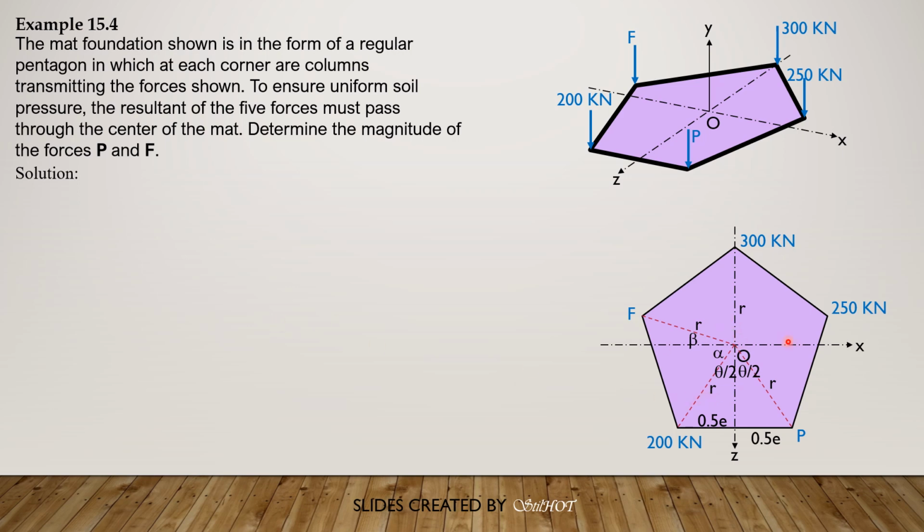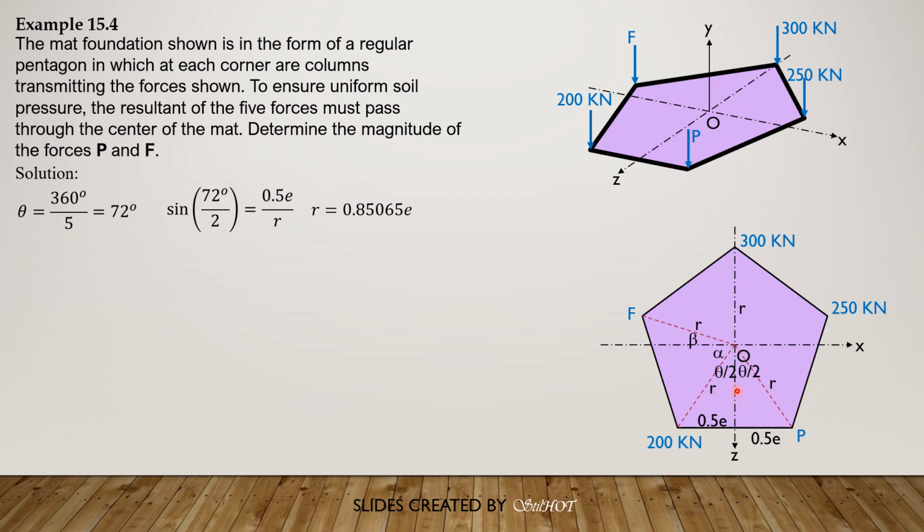So what is theta? Theta is, of course, 360 degrees divided by 5 corners, or 5 equal sides, so 72 degrees. Then we can now express R in terms of E by sine of theta over 2, sine of 36, or 72 over 2, is equal to 0.5 of E over R. So solving for R is 0.85065 of E.